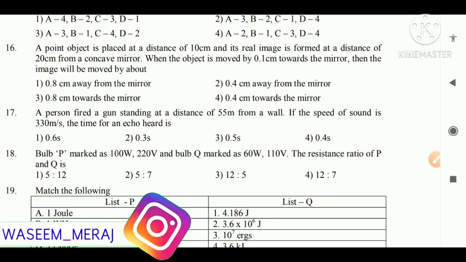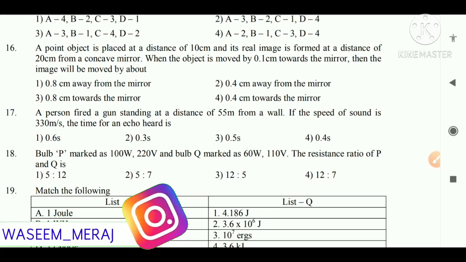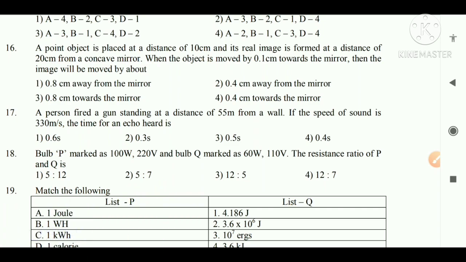A point object is placed at a distance of 10 cm and its real image is formed at a distance of 20 cm from a concave mirror. When the object is moved by 0.1 cm towards the mirror, then the image will be moved by about. Option 1, 0.8 cm away from the mirror. Option 2, 0.4 cm away from the mirror. Option 3, 0.8 cm towards the mirror.